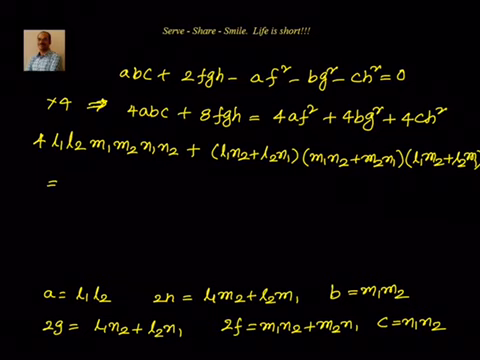That is nothing but 4af². Now how can you write 4af²? Let's do a little bit of calculation here. 4af² is nothing but a into (2f)². This is b into (2g)². This is c into (2h)². Maybe I can fill this one too: 2g into 2f into 2h. And here I have 4 into a into b into c. This is what we have done.